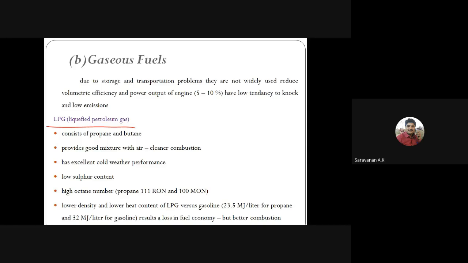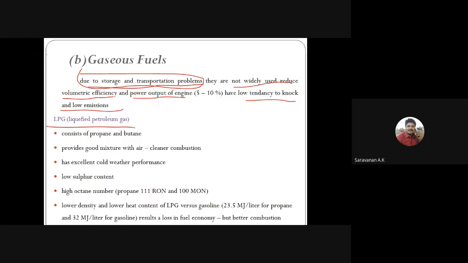Due to the storage and transportation problems, it is not widely used, and it reduces the volumetric efficiency and the power output of the engine, and it has a low tendency to knock and low emissions. These are the characteristics. The first is the problem: why we are not using gaseous fuel in a wide manner. Due to storage and transportation problems, and it reduces the volumetric efficiency and power output of the engine.